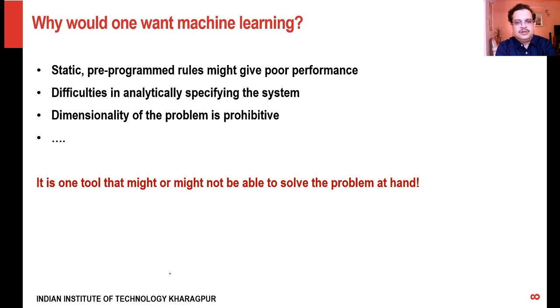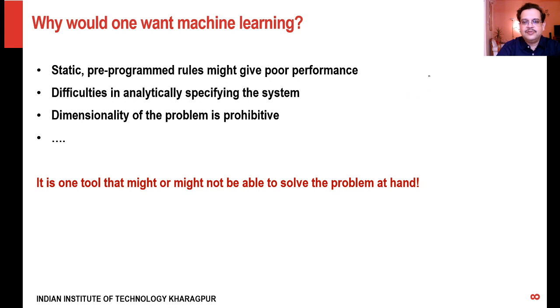So why would one want to learn machine learning? That is a very important question. The reason is that a static pre-programmed set of rules might give us very poor performance. That is, there are cases where we want to learn the behavior of the system without using pre-programmed rules, or by mimicking the behavior that we already know.